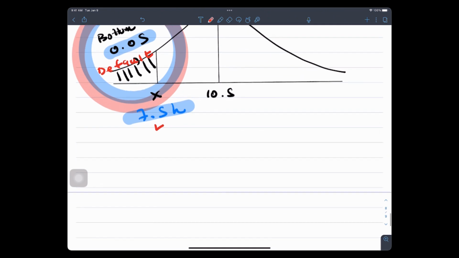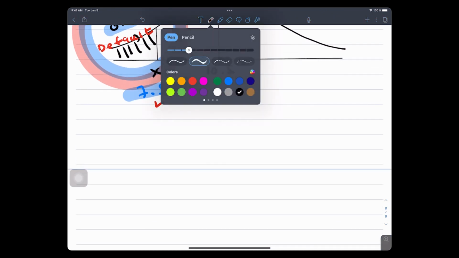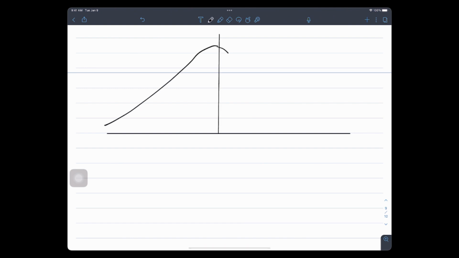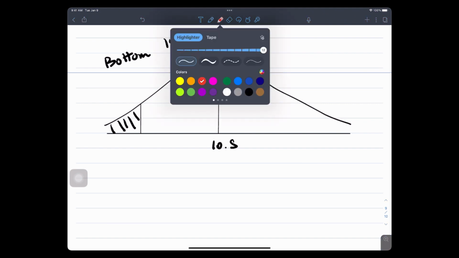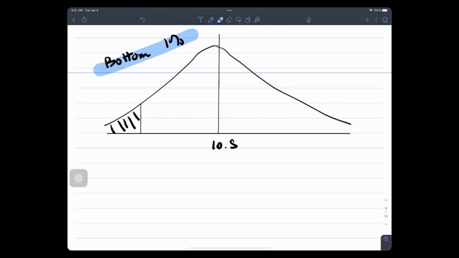Okay, ladies and gentlemen, here's what I'm going to have you guys do. We'll try it together first. This time, let's do the bottom 1%. What's the bottom 1%? This is the left tail, the bottom 1%.